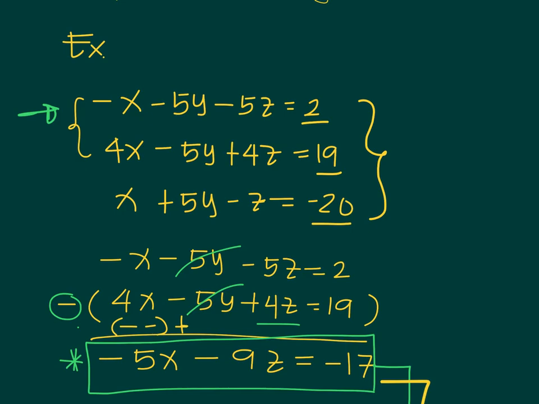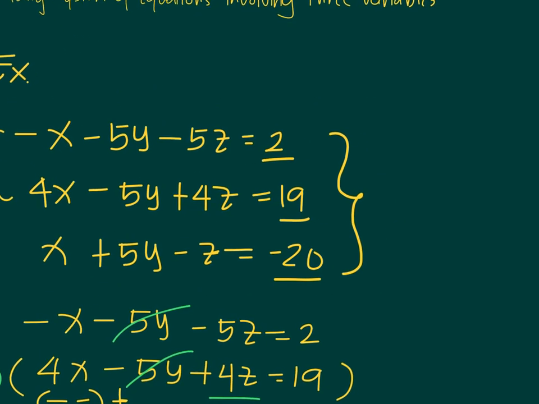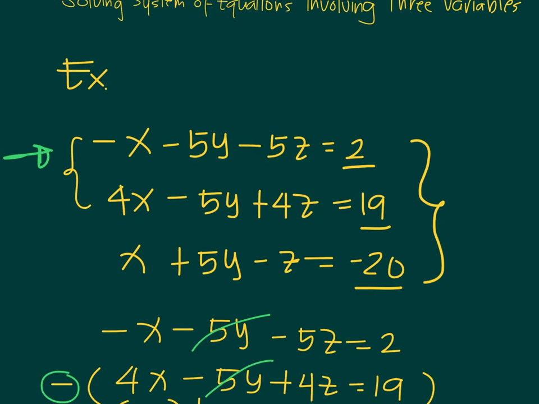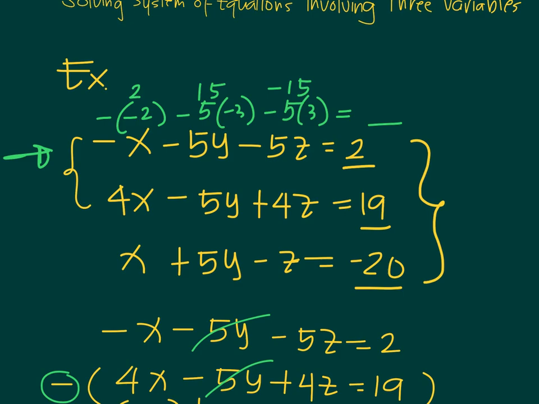Let's show the checking. From the first, we have negative x. What you have to do is to substitute the values. We have negative of negative 2 minus 5 times negative 3 minus 5 times 3, and check what will be the outcome. So this is 2, this is 15, and then this is minus 15. If you have 2 plus 15 minus 15, that equals 2. So it's correct.